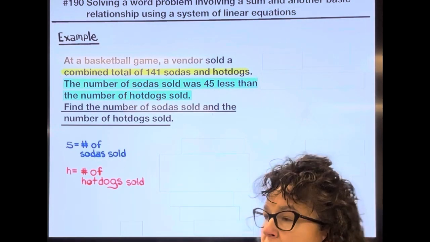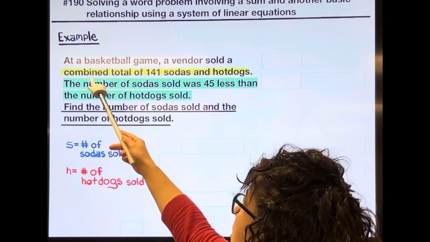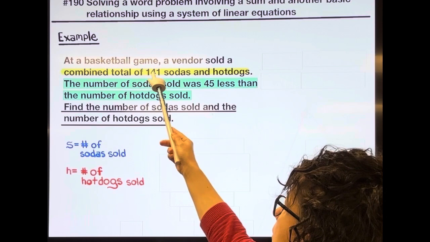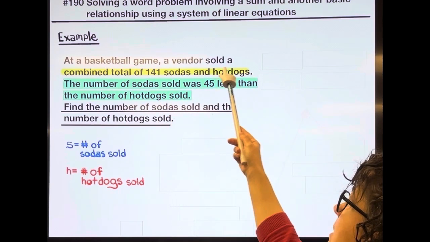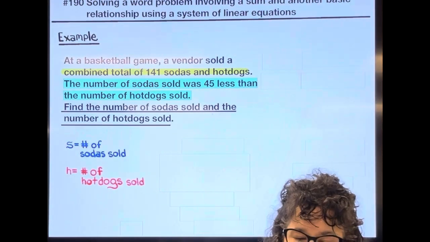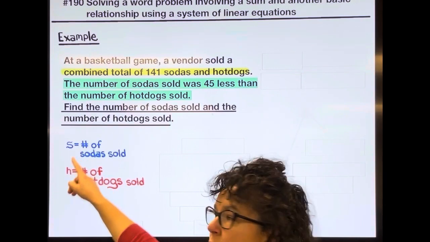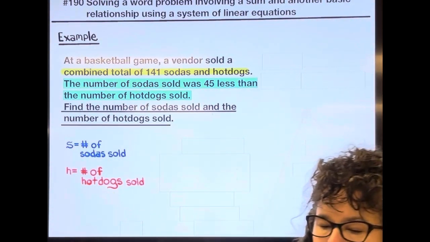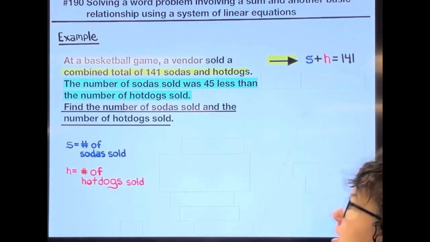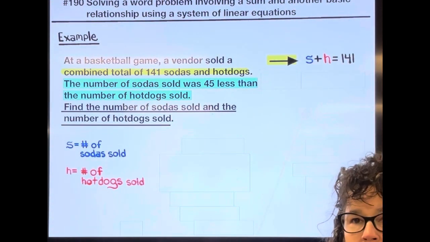And the first equation I'm going to create using this sentence, that the combined total of 141 sodas and hot dogs. So if they sold a combined total of 141 sodas and hot dogs, and they sold S sodas and H hot dogs, then that means if I add the sodas and the hot dogs together, I get 141.